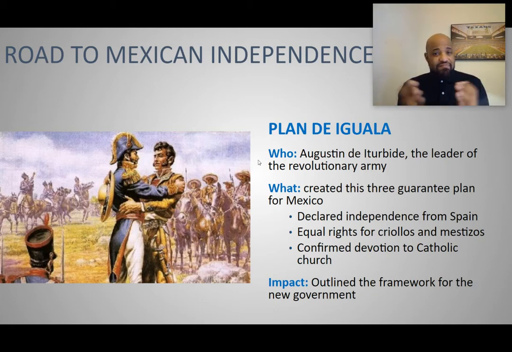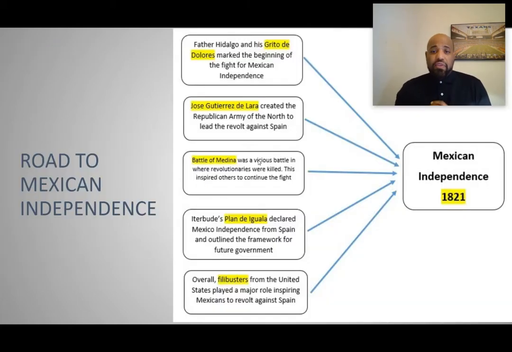So hey, we're not leaving. This is our culture. Let's keep that the same. Now, the impact of all of this, as it says here, is that it outlined the framework for our new government. So if you kind of get lost, I'm going to come back here in a second, but that's the impact of it. So now let's go ahead and fill in our chart.